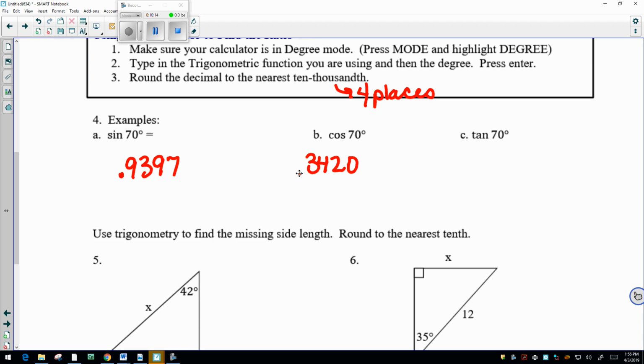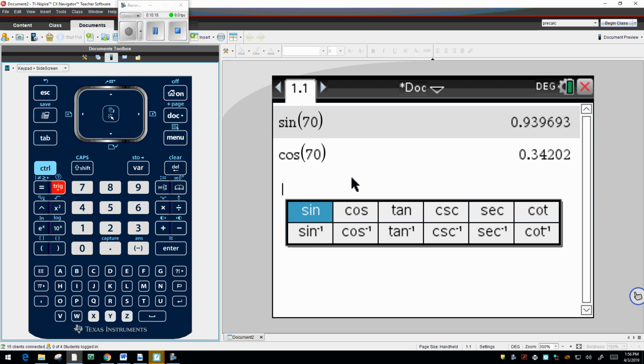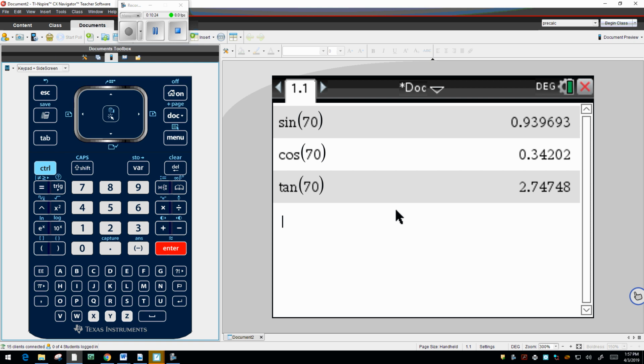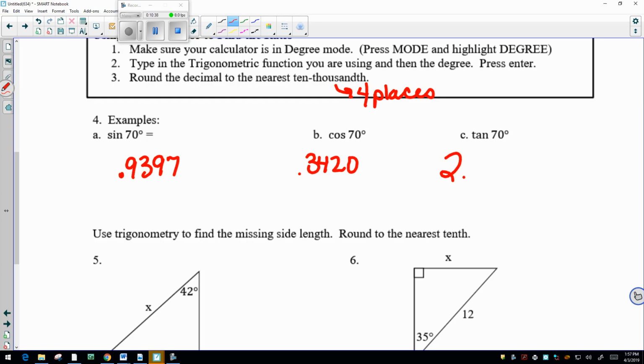And our last one is tangent of 70. Okay, so again, trig button. Notice I'm taking just the regular tangent again, and we're going to do tangent of 70. Press enter. Again, 4 decimal places, so 2.74748. That 8, it's 5 or above, we give it a shove. So 2.7475. And that's all you have to do. That's just a plug and chug, evaluate it on the calculator.